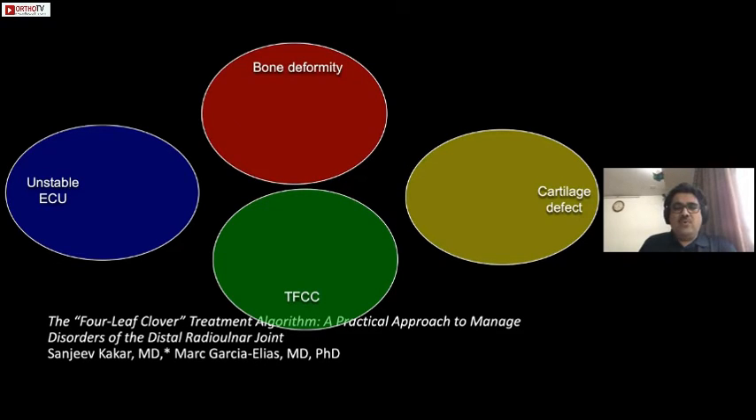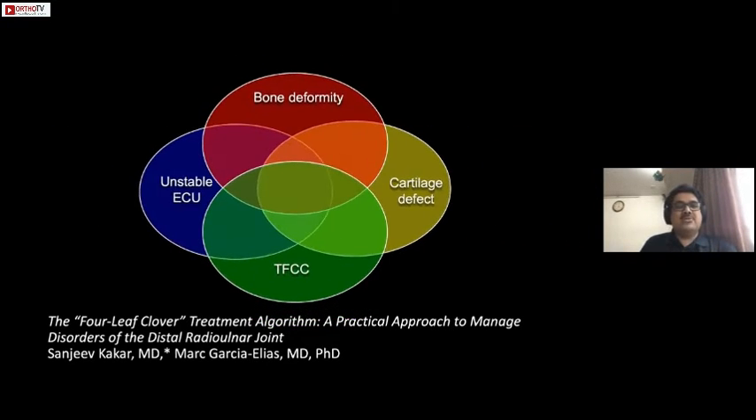Actually, all four do not exist mutually exclusively. They would overlap, and that is exactly what gives us a four-leaf clover. So if we apply this four-leaf clover concept to each of our cases, we would know what to do in each case and avoid a persistently painful joint despite surgical intervention. Let's go through a couple of examples.